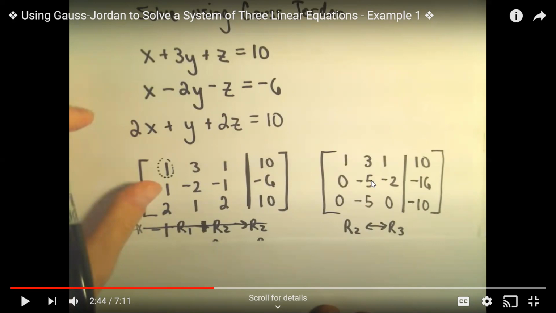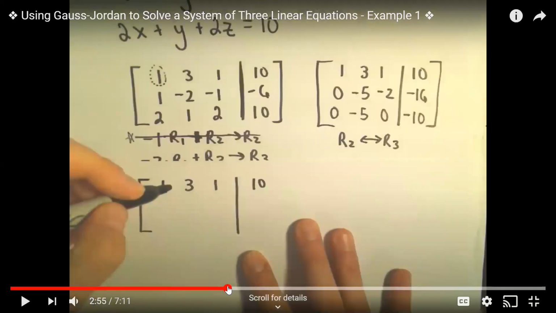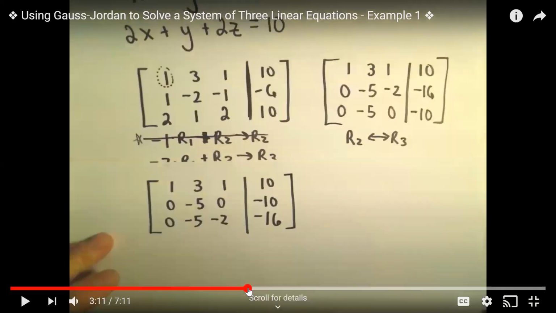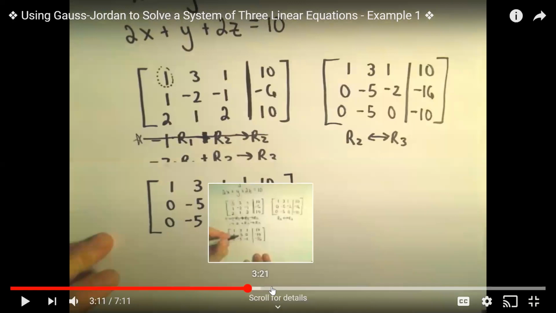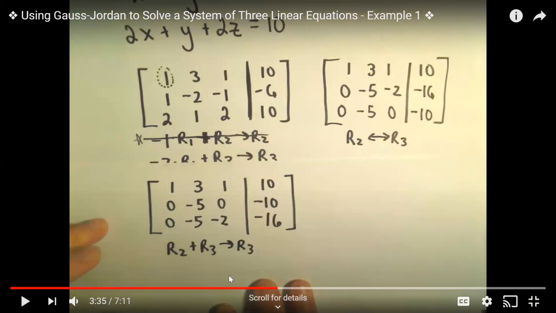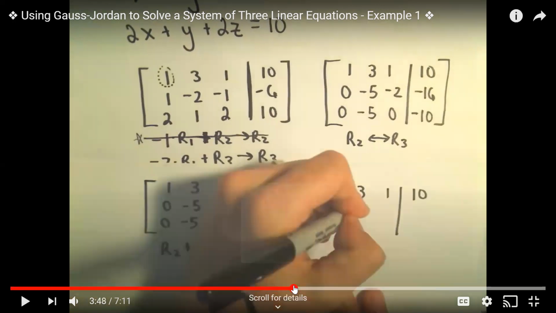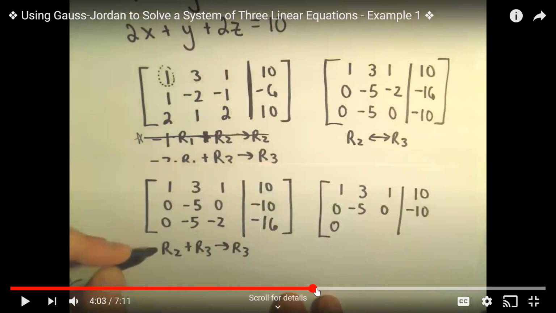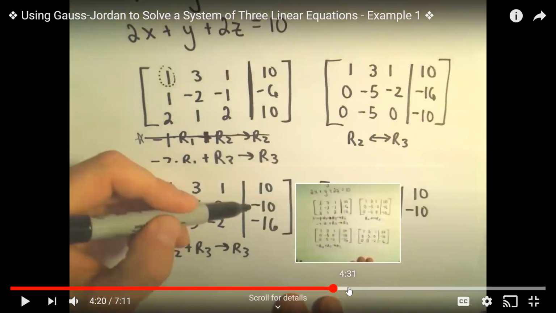To do this, I will take this row and add it to this row. If you do this operation, you will find that if I do R2 + R3 and replace R3, then I will get a 0 here. After this, I will give you a chance to look at this.